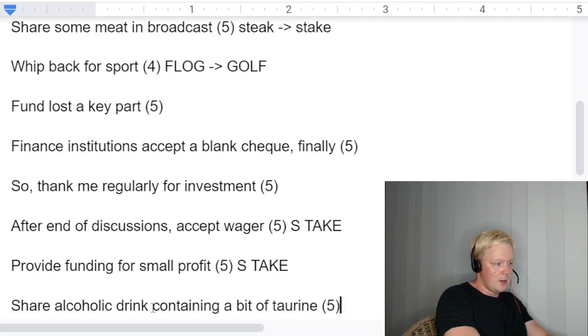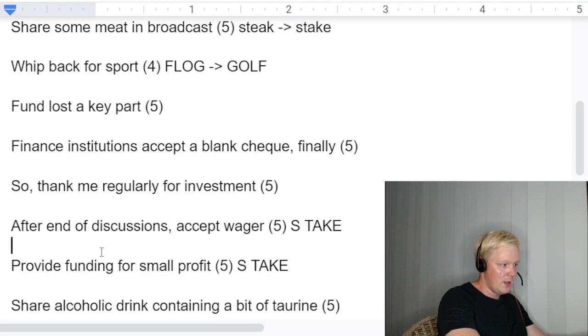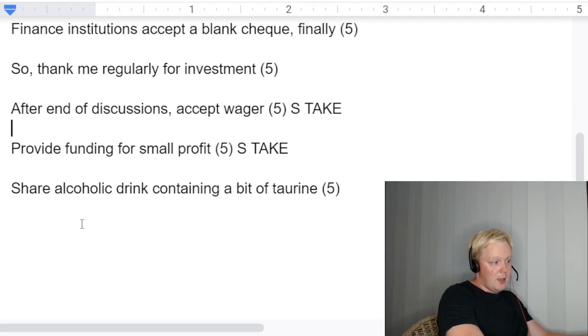So insertion is placing one component inside another. So here we have share. Again, share used as the definition. We've done it previously many times. Share here, so that's steak. Alcoholic drink containing a bit of taurine.